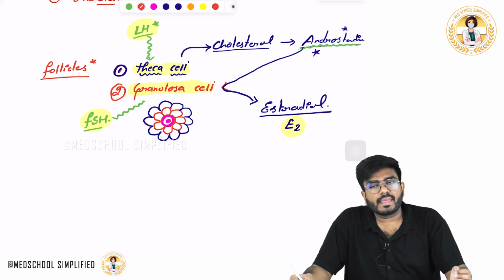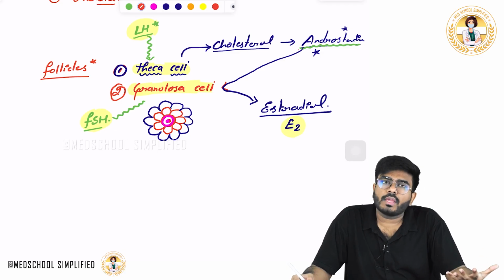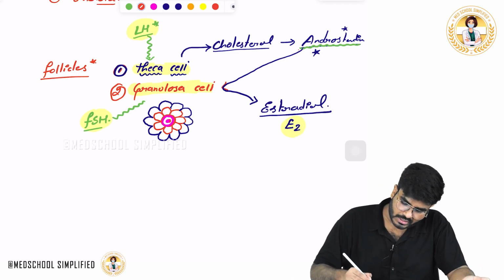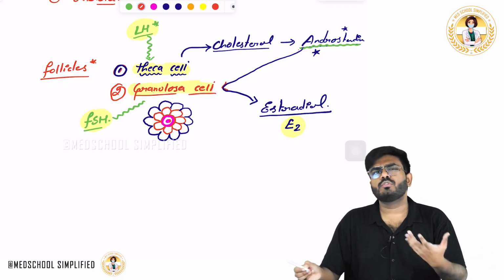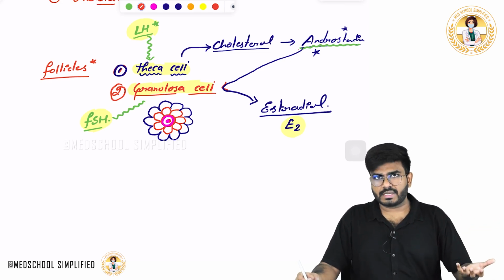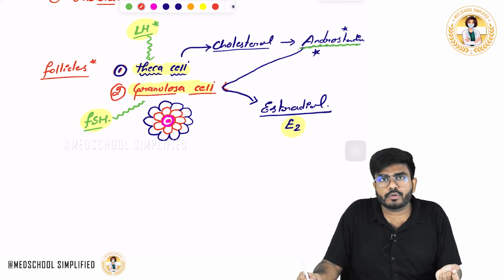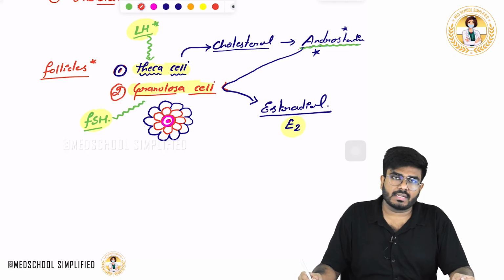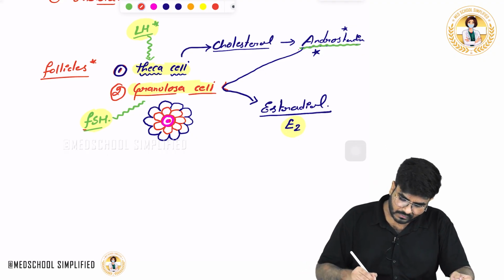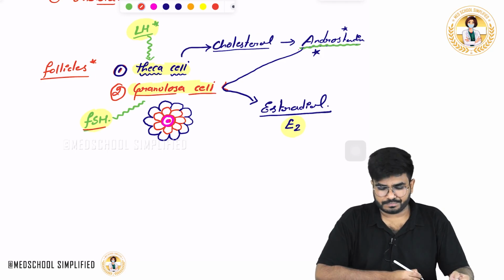So, now tell me, in a female who is in her reproductive age, she is producing estrogens. Which cell is going to produce the estrogen? It is the granulosa cells. Usually we say ovaries are going to produce the estrogens, right? But which cell in the ovary is going to produce the estrogens? It is the granulosa cell which produces the estrogens under the influence of FSH.